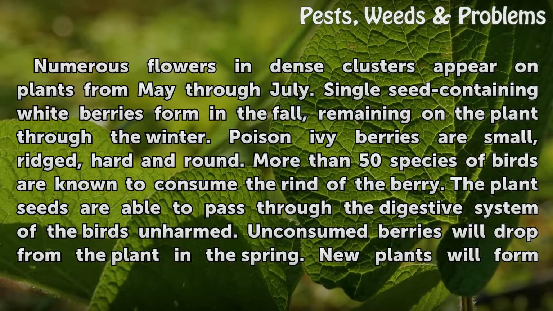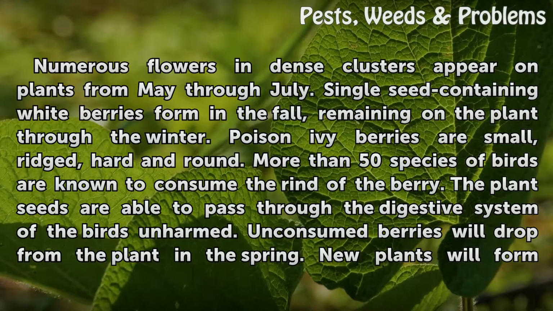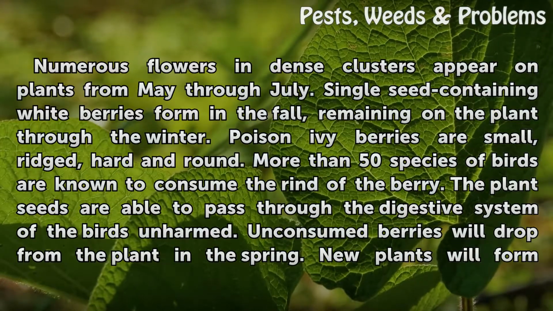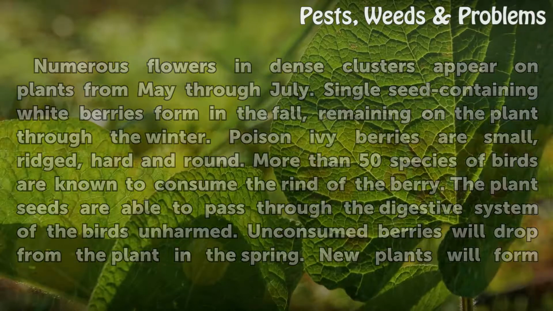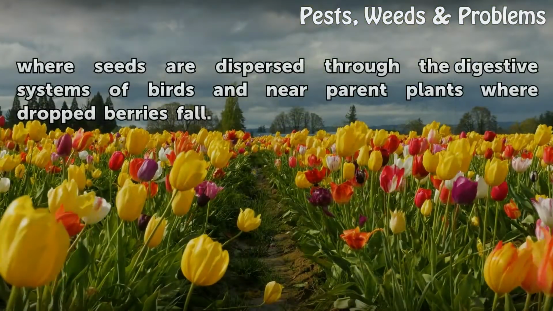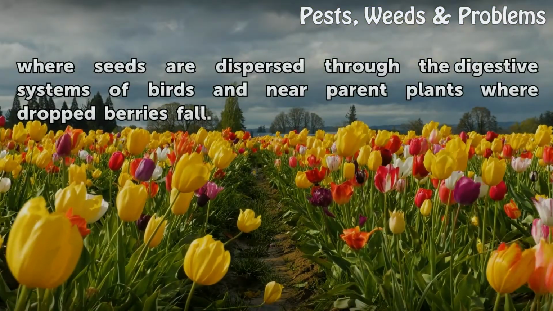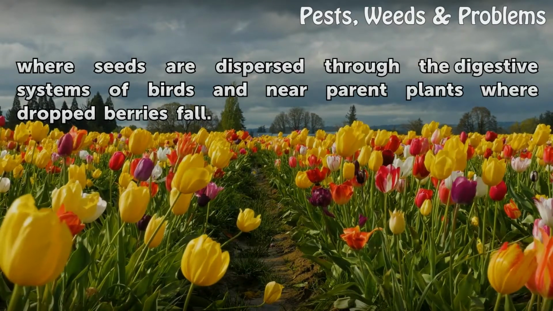More than 50 species of birds are known to consume the rind of the berry. The plant seeds are able to pass through the digestive system of the birds unharmed. Unconsumed berries will drop from the plant in the spring. New plants will form where seeds are dispersed through the digestive systems of birds and near parent plants where dropped berries fall.